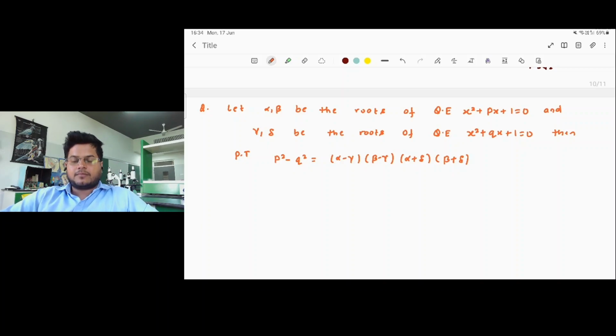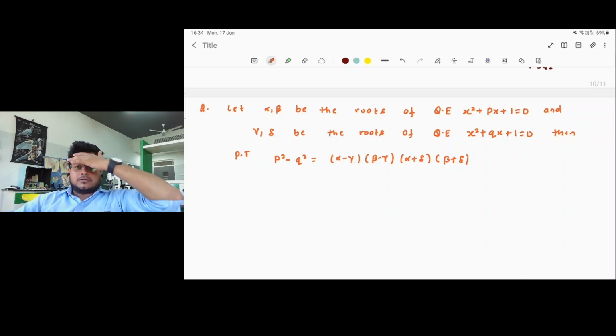Think, how shall we proceed with this question? So one thought that students normally give in class is, the right side we can multiply. I mean, multiply all of them. You may get something like alpha square multiplied with some terms, beta square, and then you simplify and use the fact that alpha plus beta equals minus b by a and alpha into beta equals c by a. So they give an idea like that.